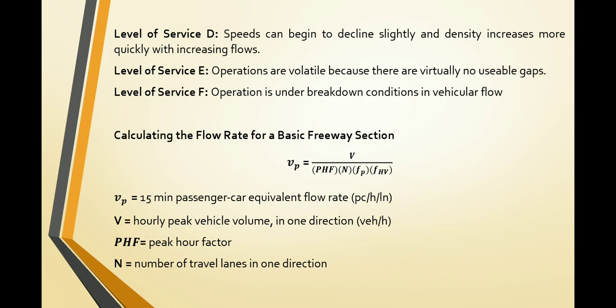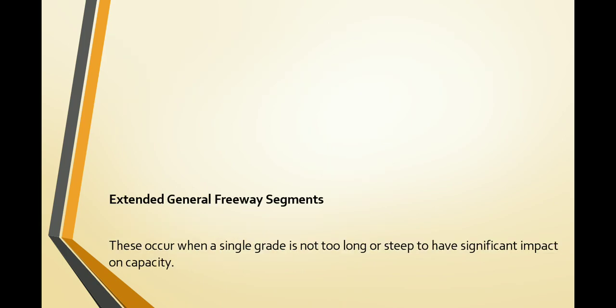Calculating the flow rate for a basic freeway section. So, Vp equals V over PHF times N times fp times fHV. So, Vp is the 15-minute passenger car equivalent flow rate. V is hourly peak vehicle volume. PHF is peak hour factor, and N is number of travel lanes in one direction.